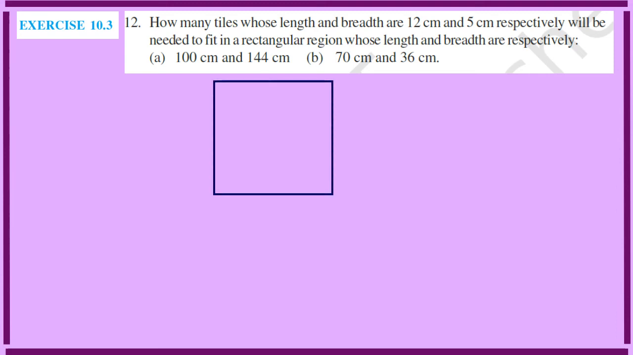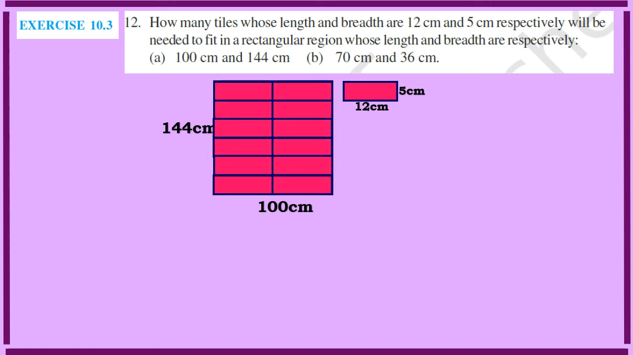Suppose this is a rectangular region of length and breadth 100 centimeter and 144 centimeter. What I want, suppose this is a tile whose length and breadth are 12 centimeter and 5 centimeter. I want to know how many such tiles can be fitted into this rectangular region. Can fill it. That's what I have to find. Is it clear? Understood?